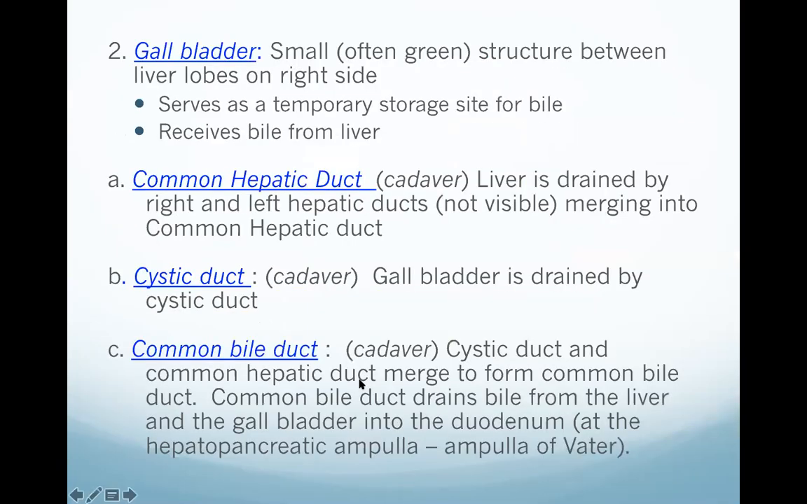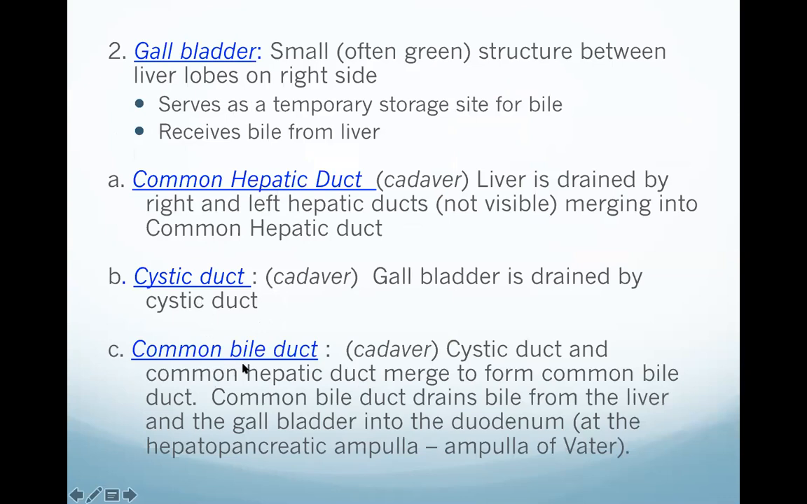All right, so if we go back again, we have the gallbladder as storing bile until it's needed for digestion. We have the common hepatic duct, which is going to be receiving bile from the right and left hepatic ducts. Remember, hepat just means liver. The cystic duct is going to be essentially draining and filling the gallbladder.